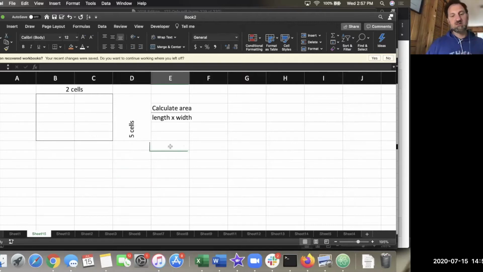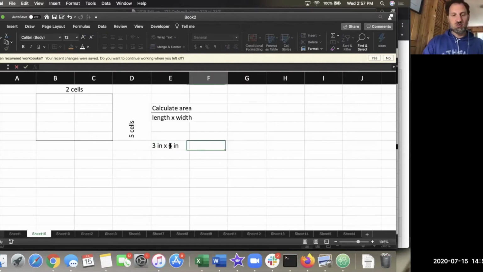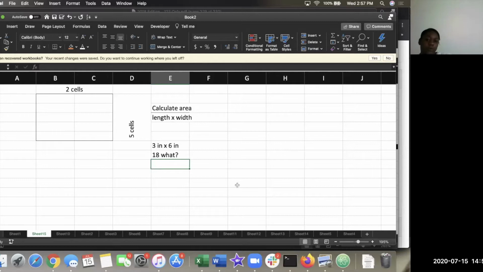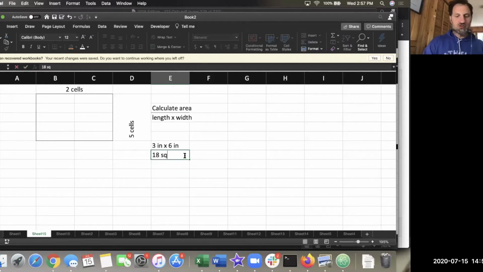Now, one thing that my example doesn't really do well is talk about the units of area. When I have something which is, say, 3 inches by 6 inches, we know that we do 3 inches times 6 inches, which is 18. But the question is 18 what? What are we talking about when we're talking about area? Square feet or square inches, rather. Square inches, right?